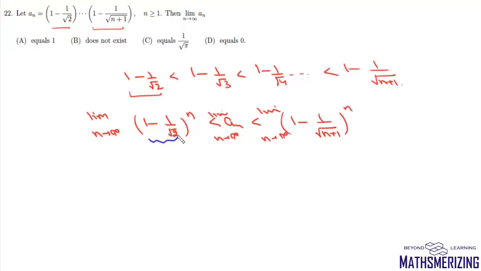Now this expression, it is less than 1. Now when a is less than 1, then a to the power infinite is simply 0. Now what about this right hand limit?